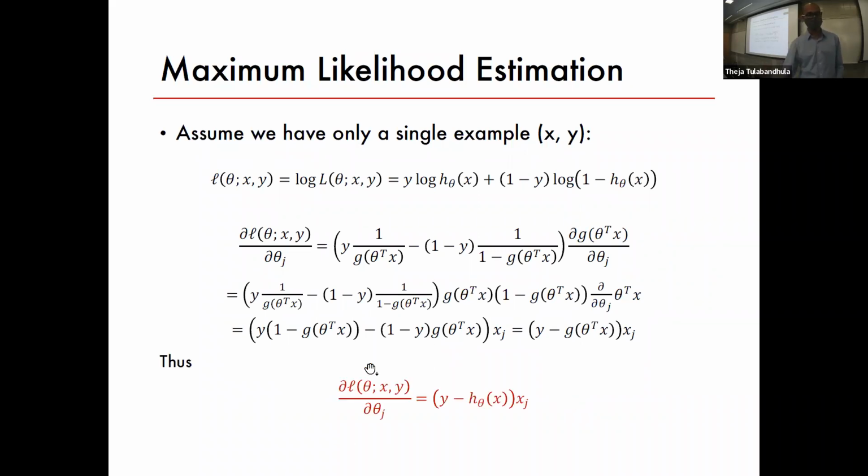To summarize all these steps, if you don't want to go through them: the gradient of the log likelihood with respect to theta j is just y minus h theta of x times xj. And this expression should be similar to what we did in the linear regression case.